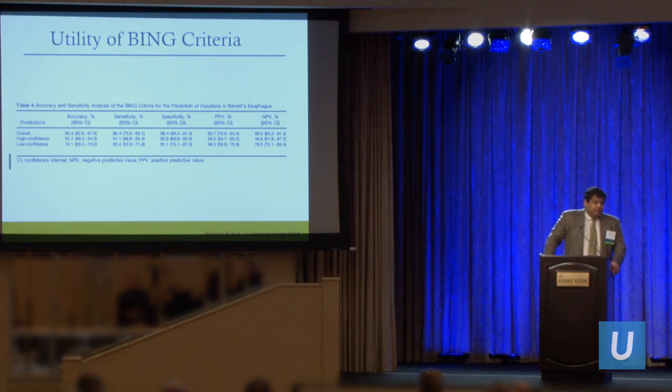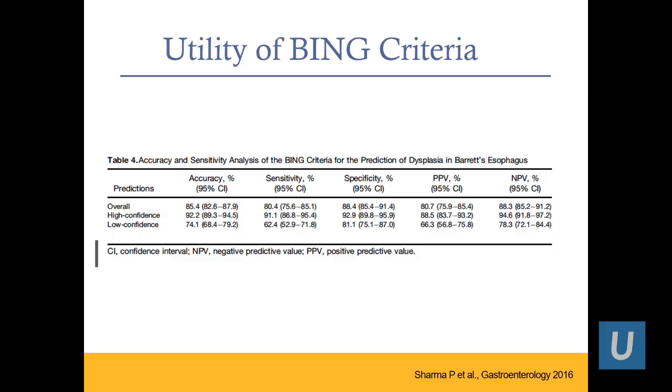And using this overall criteria, they were accurate in making a diagnosis of dysplasia in 85% of cases. And when they were high confidence in their prediction, they were 93% accurate. So that's a little bit about visualization.